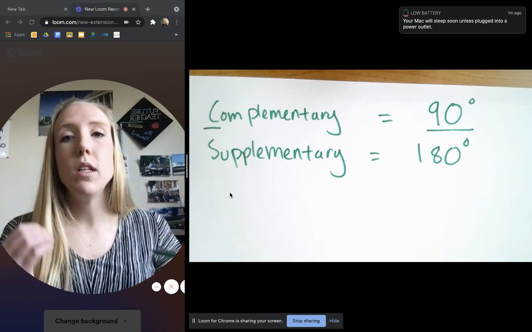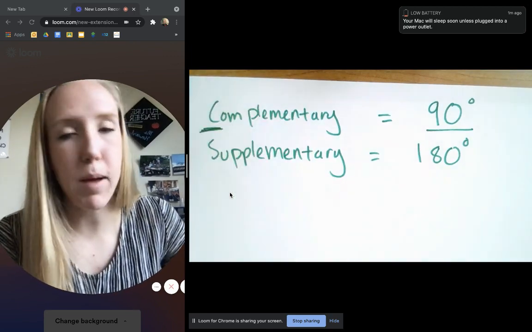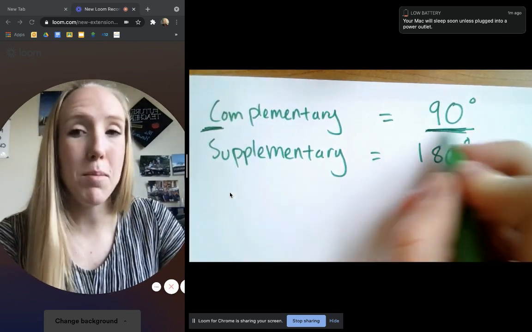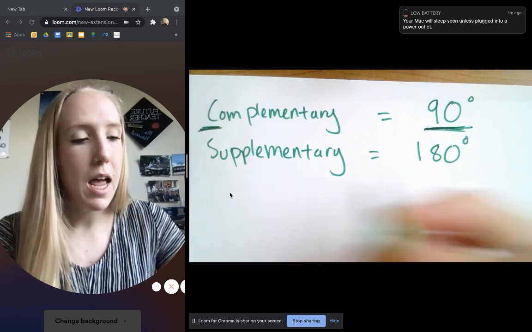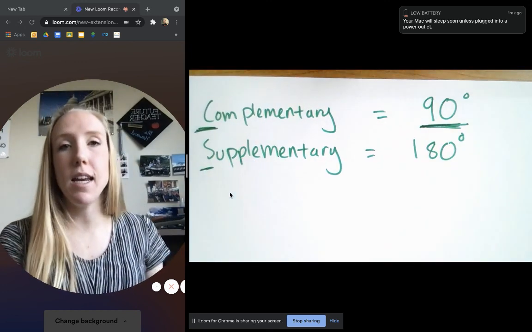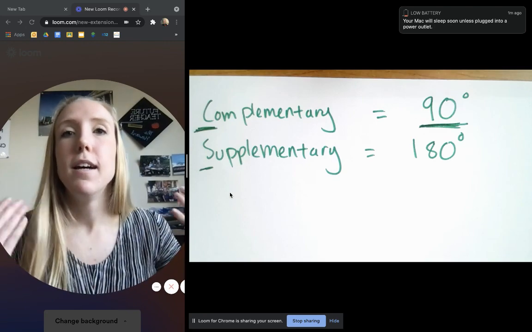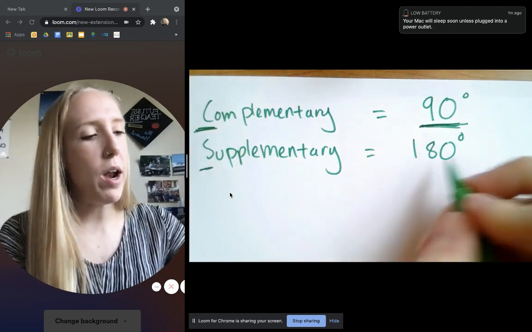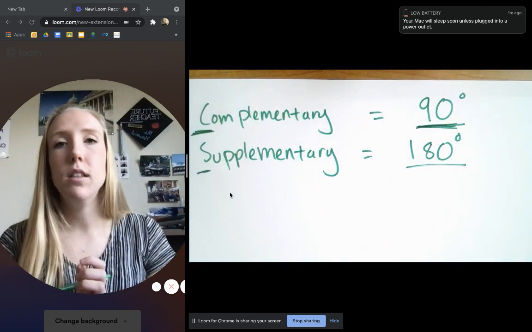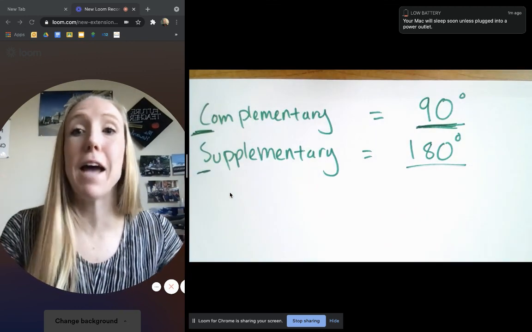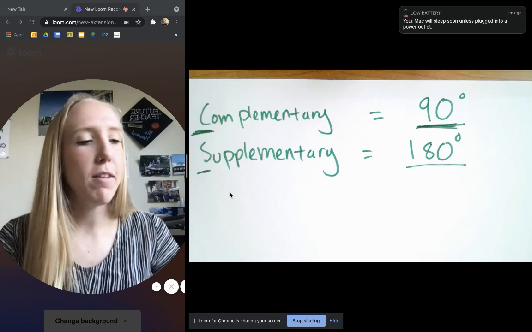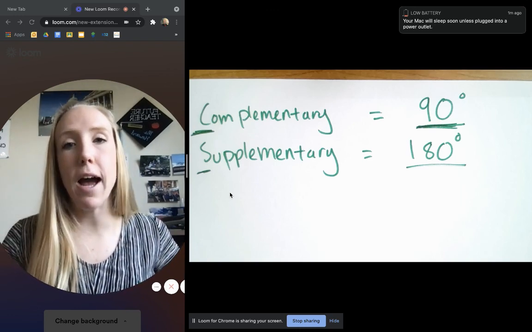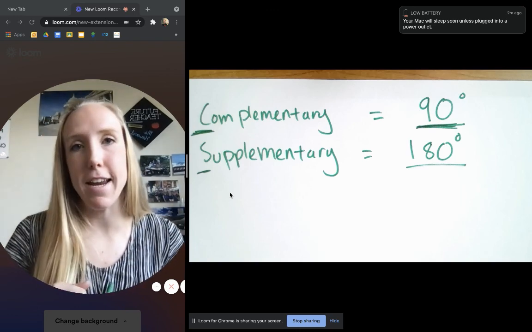Okay, so C comes first in the alphabet and it goes with the smaller number that would come first on the number line. S comes later in the alphabet, after C, and 180 comes after 90 on the number line. So C comes before S, 90 comes before 180.